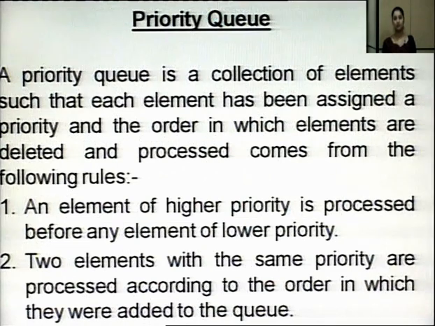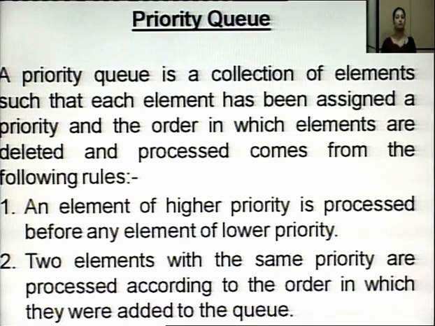After that, the next type of queue is the priority queue. A priority queue is a collection of elements such that each element has been assigned a priority, and the order in which elements are deleted and processed comes from the following rules. The priorities of the elements are set, and the elements are deleted according to their priority. An element of higher priority is processed before any element of lower priority. Any element which has a higher priority should be processed first before the lower priority elements.